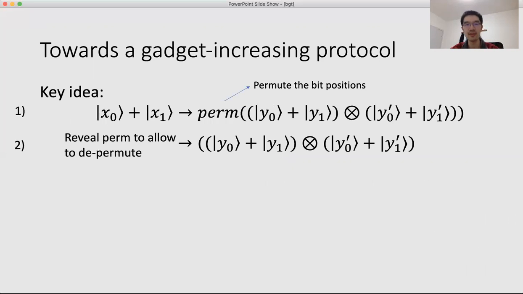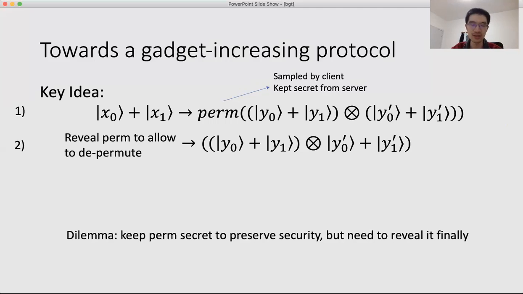The key idea here is to introduce a bitwise permutation, which permutes the bit position of these two output gadgets securely. And this permutation is sampled by the client and kept secret from the server. And this will provide some extra protection when we do the reversible encoding in the first step. And finally, the client can reveal the permutation to allow the server to depermute the output gadget. But this also seems to be a dilemma because, on the one hand, we want the client to keep the permutation secret to preserve the security. But the client eventually needs to reveal it. So we need some idea to solve this problem.